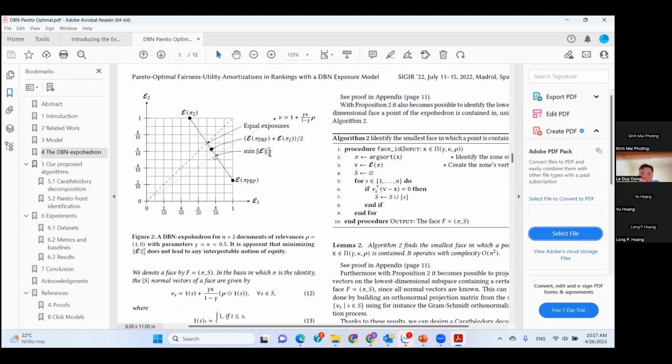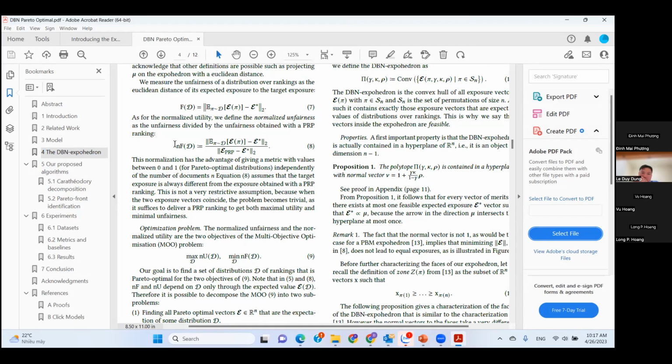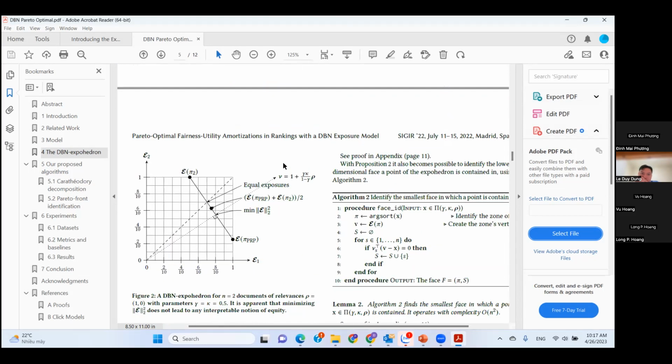This is the minimum. They define a normalized unfairness here. And since it's not completely symmetric, with the center being the equal exposure, the optimal point will be changed a little bit, because it's not symmetric anymore. So they have to change the projection onto the lower space, but the main idea is still the same. They only change the projection.